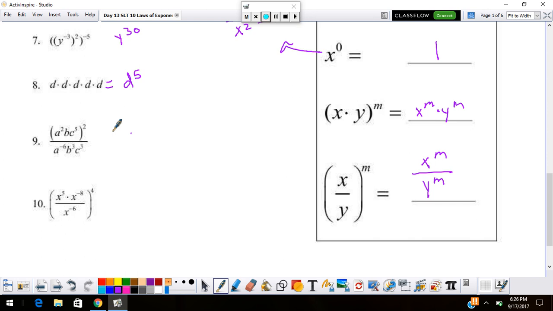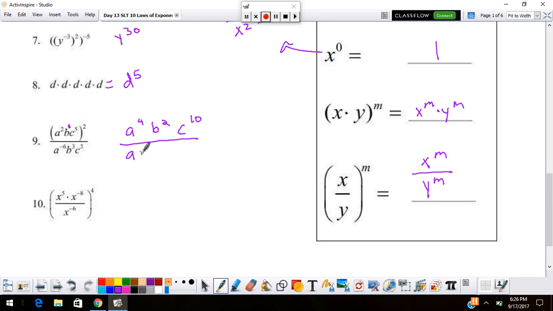Alright, now number 9 and number 10, first we're going to distribute the 2. So power to a power we multiply. 2 times 2 is 4. 1 times 2 is 2, because we think about this as a 1. 5 times 2 is 10. And then I'm going to recopy this guy.